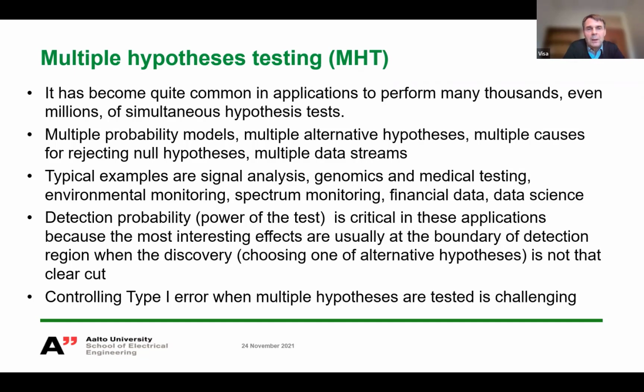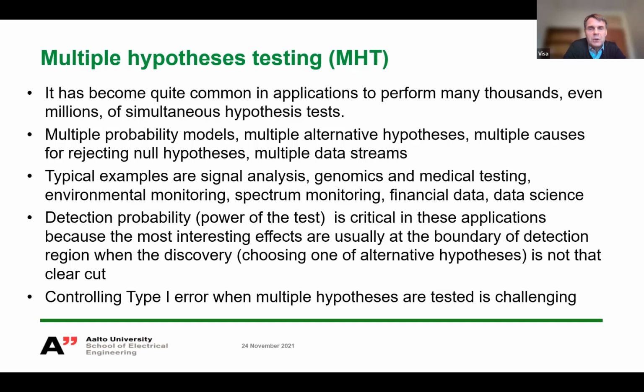In general, you are dealing with problems where you have multiple probability models. You may have multiple alternative hypotheses or multiple causes for rejecting the null hypothesis. At the same time, you may also have multiple data streams. That's of course the case in this large-scale sensor network problem that we are dealing with. So there are many signal analysis problems: medical testing, environmental monitoring, radio spectrum monitoring, financial data streams. You could think of, for example, co-integrated data streams associated with certain stocks or stock pairs and so on, and in general in data science.